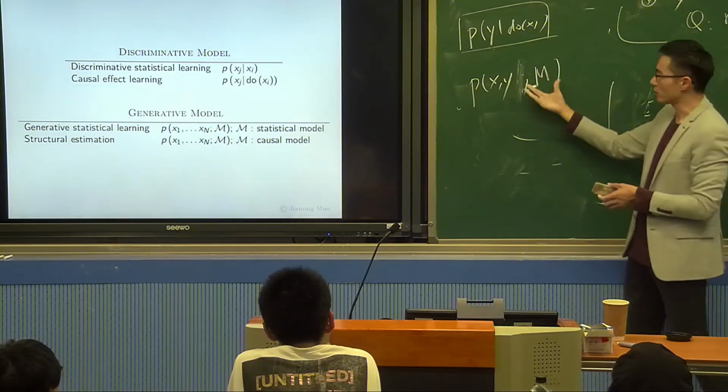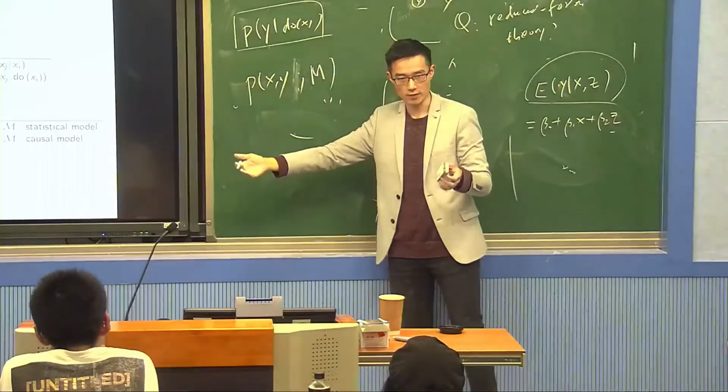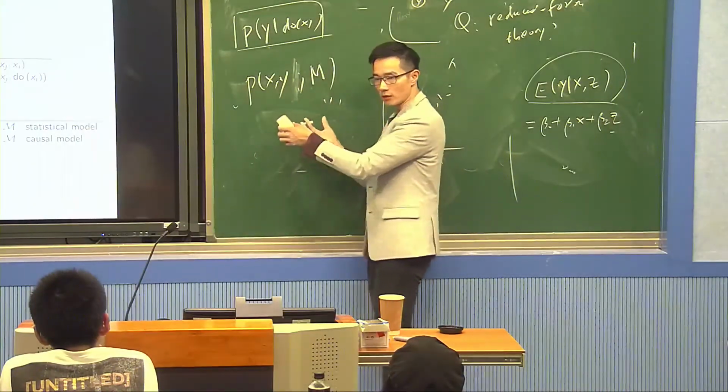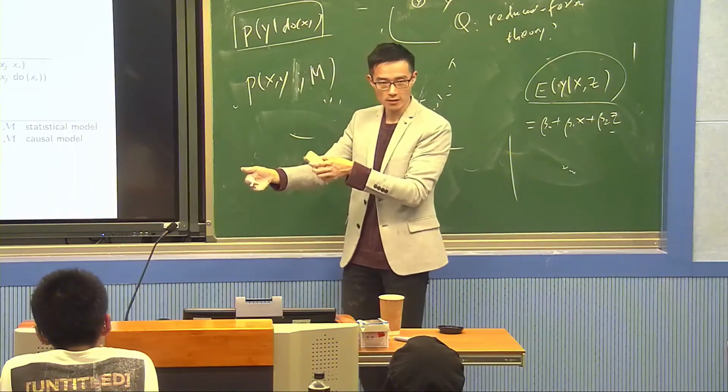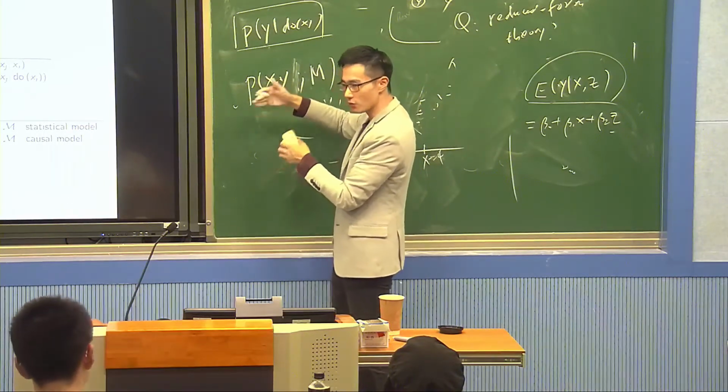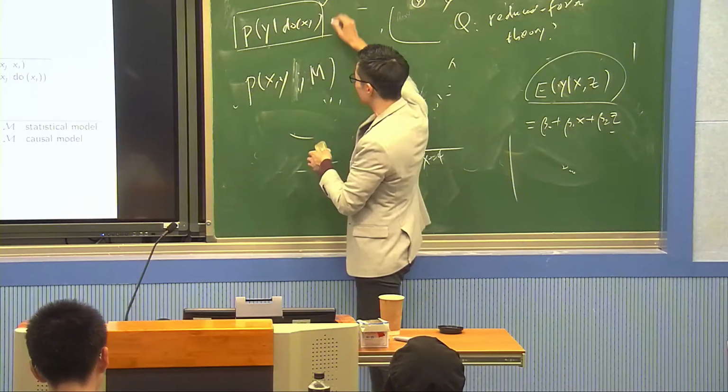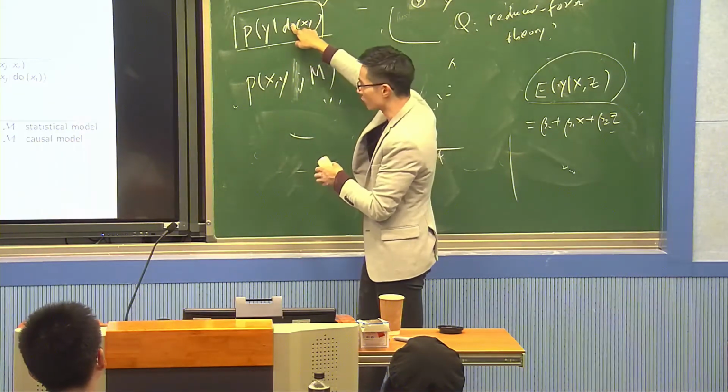So given a theory model, I'm going to estimate the entire joint distribution of xy. And using this estimated model, I can do counterfactual simulations. Right? So that's the difference between discriminative versus generative in causal inference. One is reduced form, the other structural.